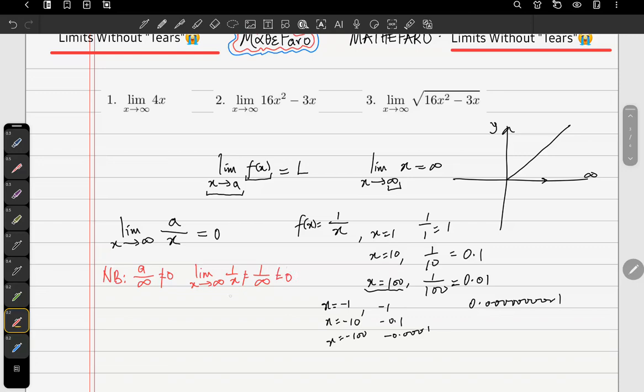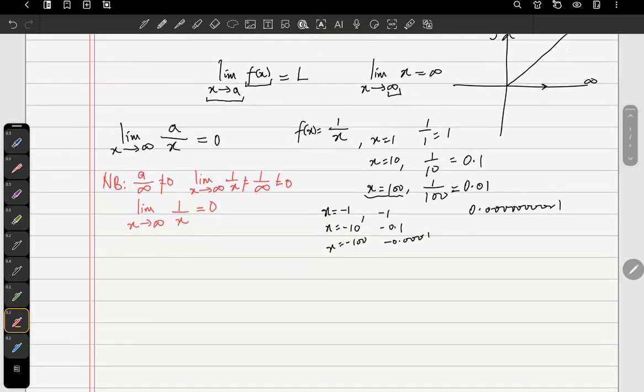Okay, so we don't have to make the mistake of saying the limit of 1 over infinity. It's better for us to avoid writing out that it is 1 over infinity. We just know that the limit of 1 over x as x approaches infinity is equal to 0.